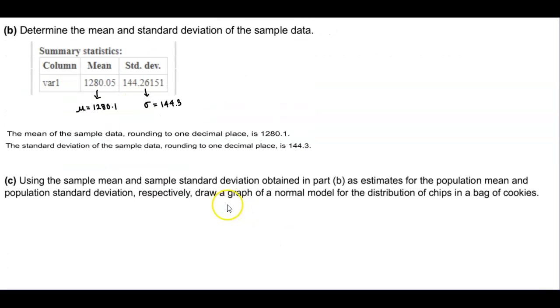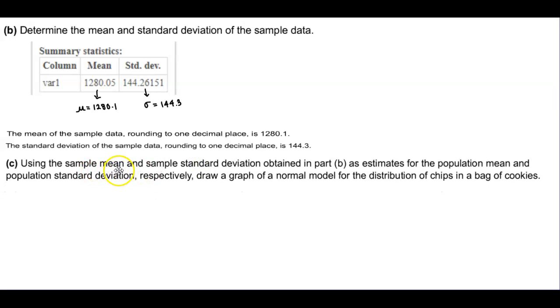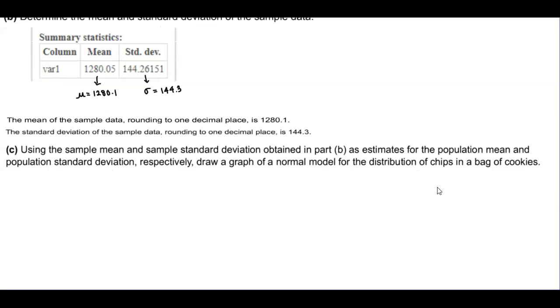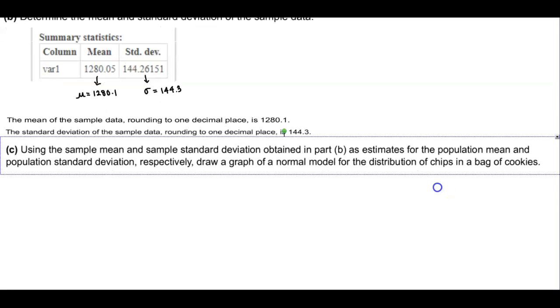Okay, so now in part C, it says use the sample mean and the sample standard deviation obtained in part B as estimates for the population mean and the population standard deviation, respectively. We're going to draw a graph of the normal model for the distribution of chips in a bag of cookies. So we want to identify the values of mu minus the standard deviation and mu plus the standard deviation.